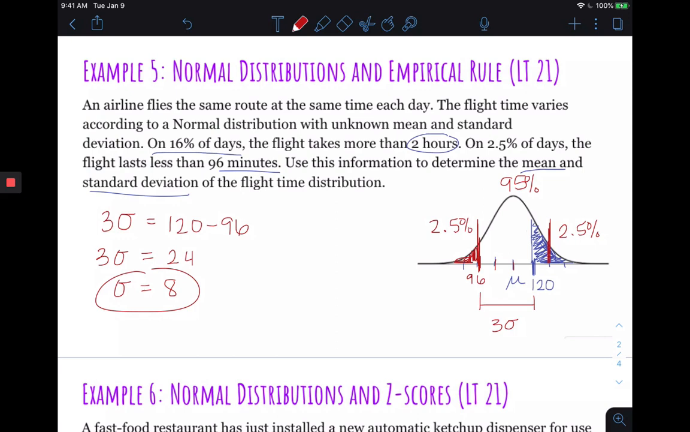Then that would mean that the mean would be 120 minus, it's only 1 standard deviation above the mean, so minus 8. This distance right here is 8. So then the mean is 112.